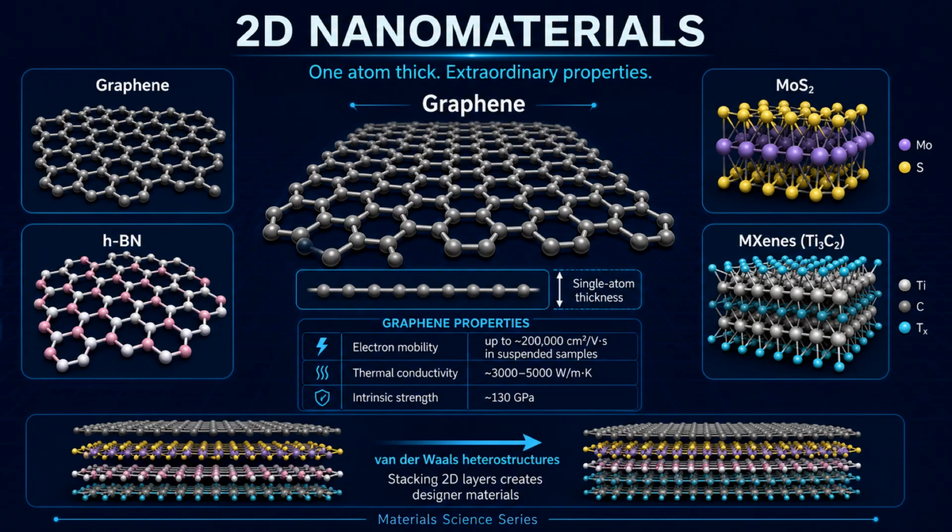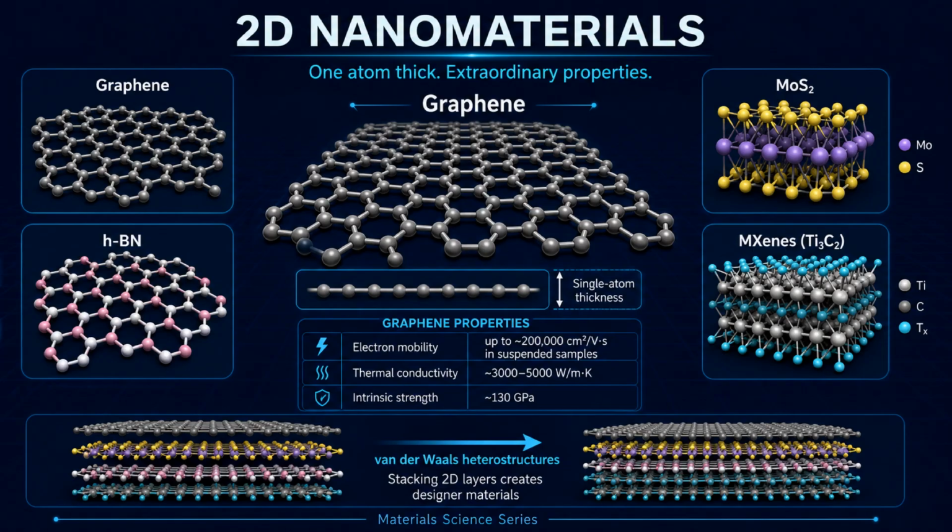Graphene is the poster child of 2D materials. It's a single layer of carbon atoms arranged in a hexagonal lattice, just 1 atom thick. Despite being the thinnest material possible, it has extraordinary properties. Electron mobility can reach the order of 200,000 square centimeters per volt second in suspended, high-quality samples, far exceeding silicon.